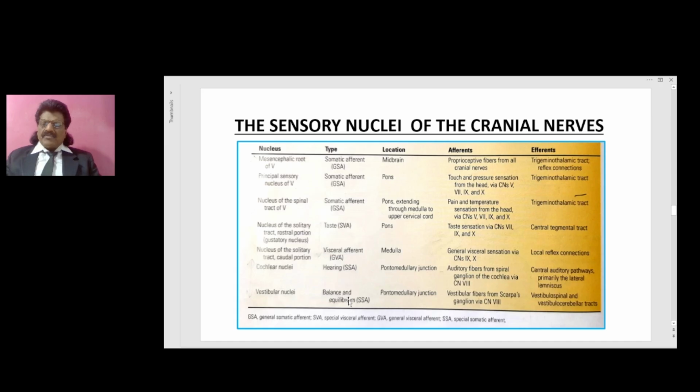So basically again here if we take sensory nuclei, there are three types. One, let's talk about the trigeminal nerve, which has got the proprioceptive, which has got the touch and pain sensation, the principal sensory nucleus of the trigeminal nerve and the pain and temperature from the nucleus of the spinal tract. Then we have the visceral afferent, which can be of taste going for the 7th, 9th and 10th, and visceral afferent from the sensations of the stomach and other systems, which is from the 9th and 10th. Then we have special sensory afferent, which is concerned with hearing, cochlear and vestibular for balance.